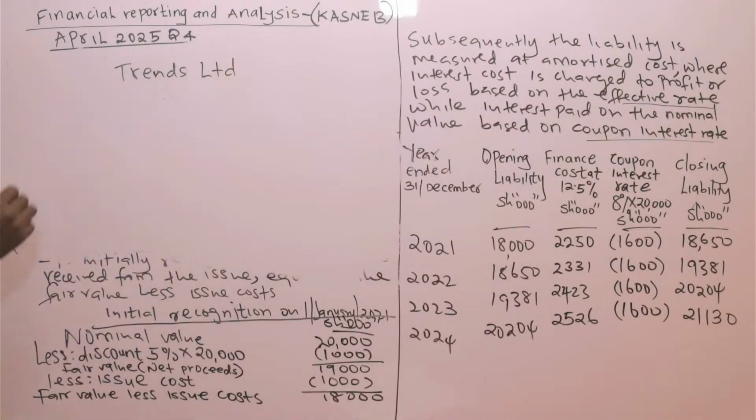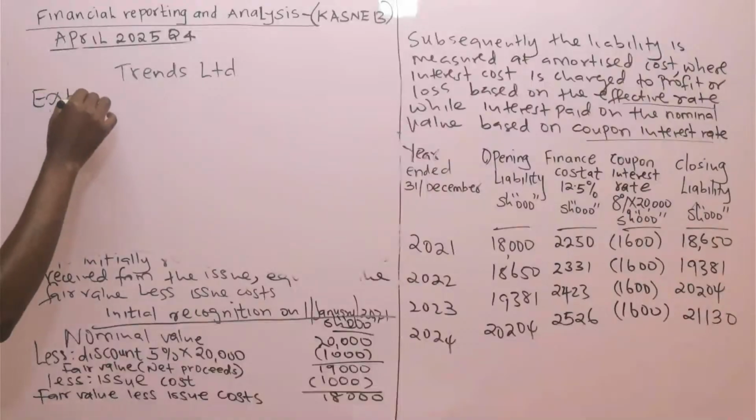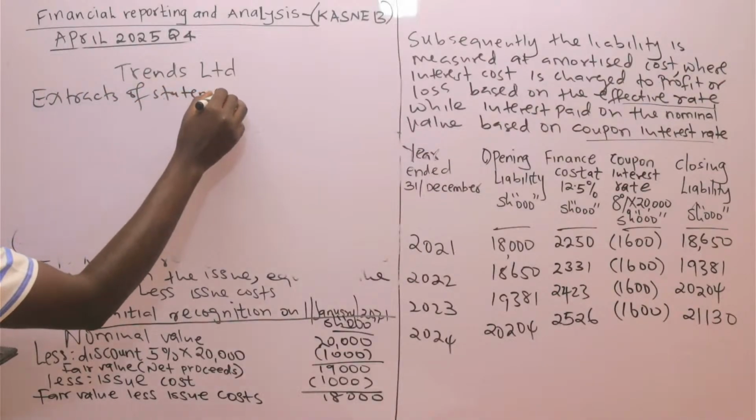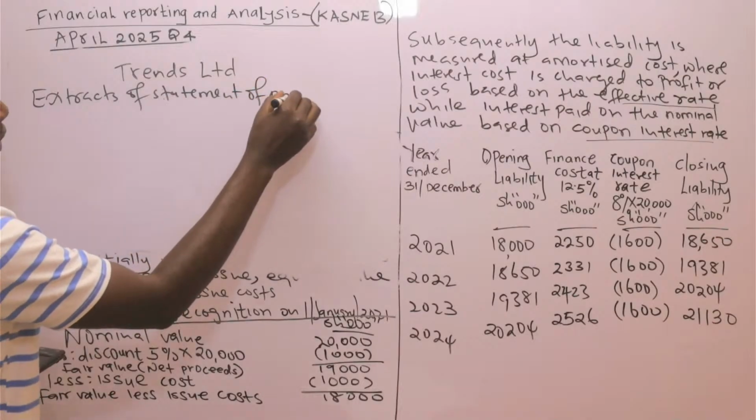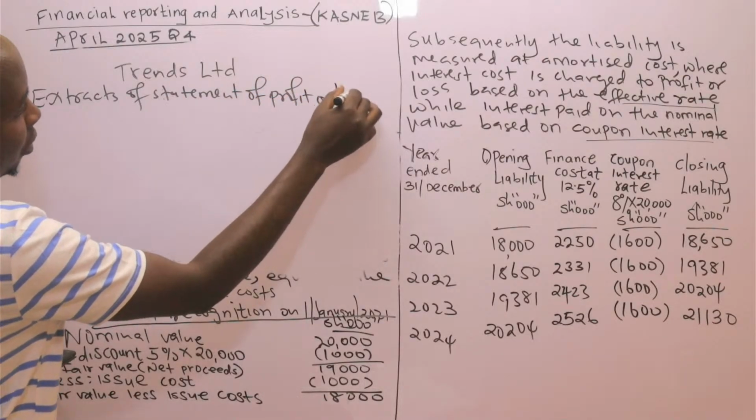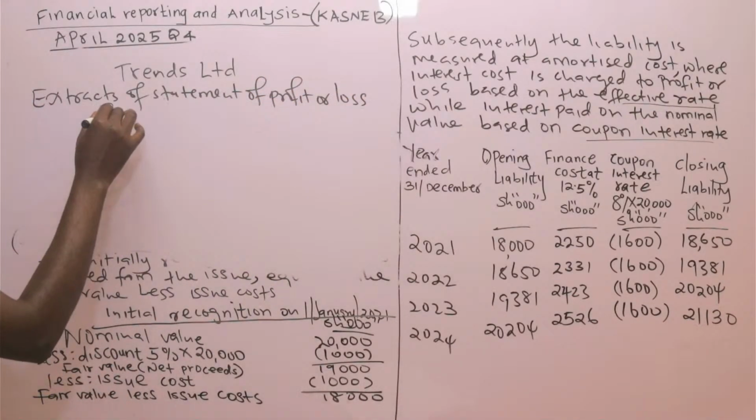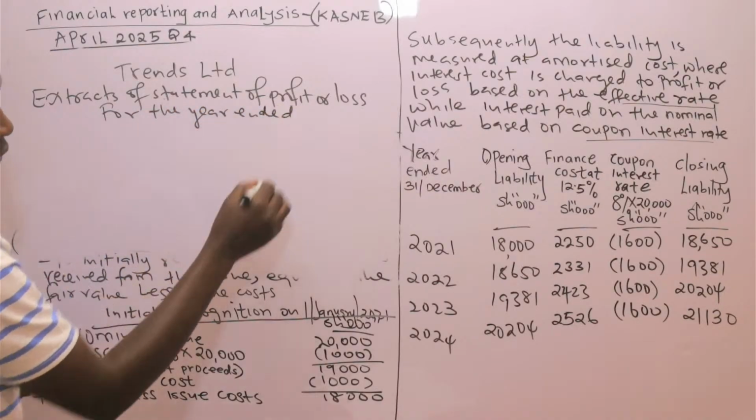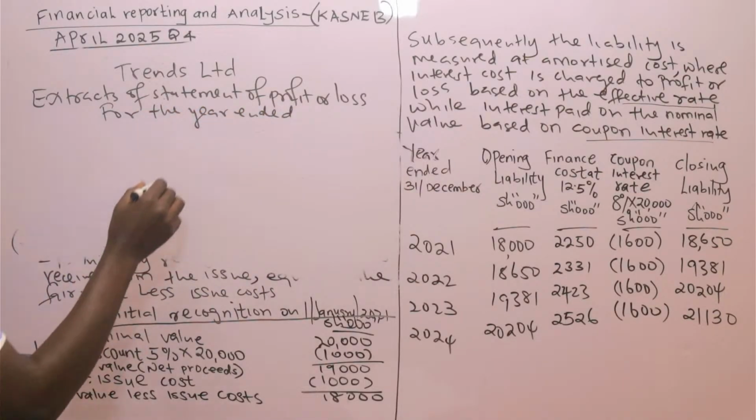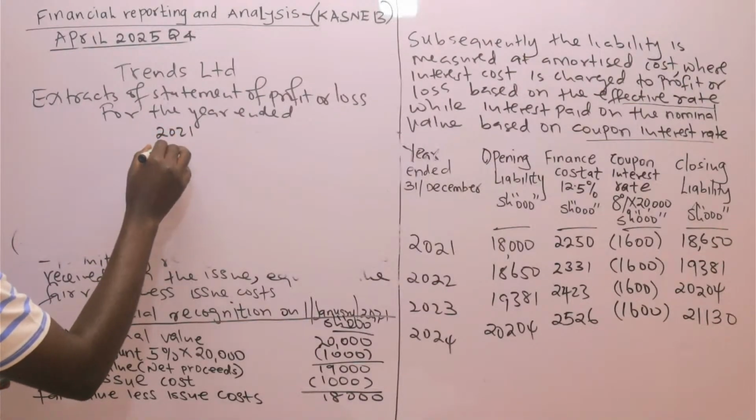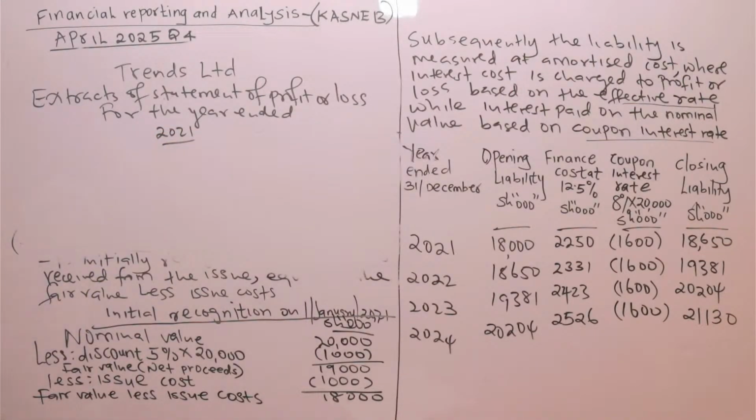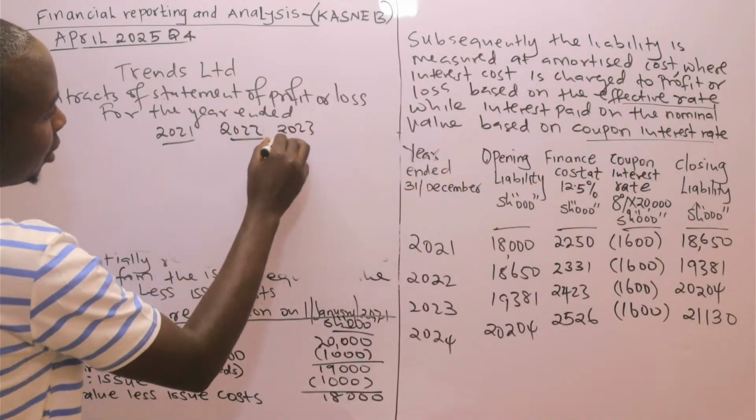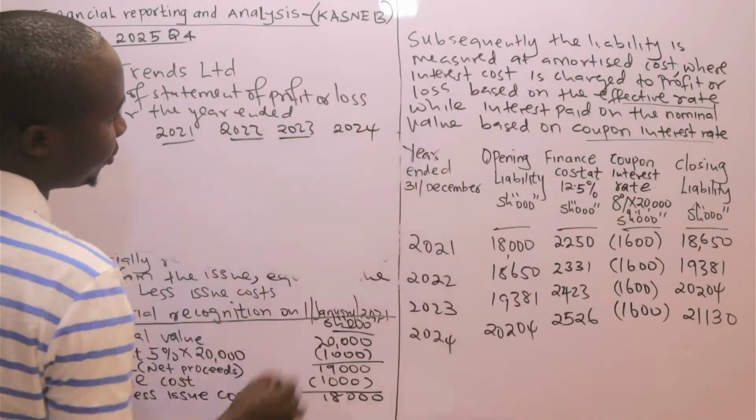Trends Limited. Extract of statement of profit or loss. So that is for the year ending 2021, and then 2022, 2023, and 2024.